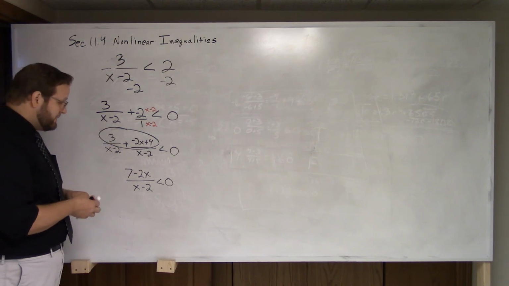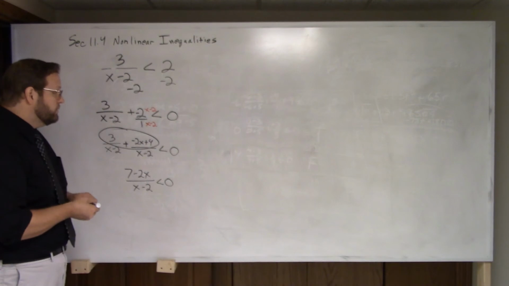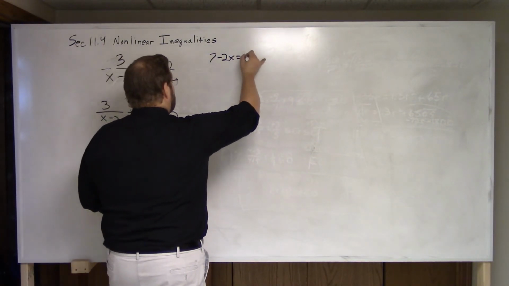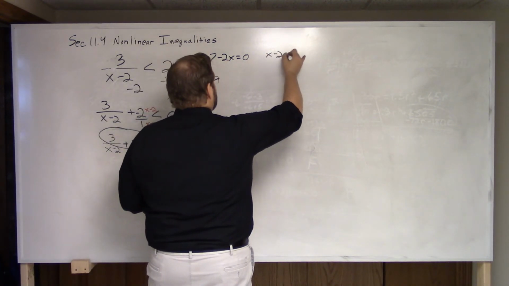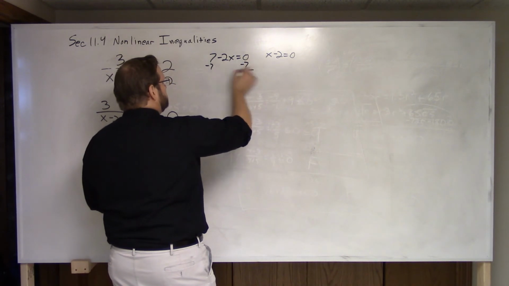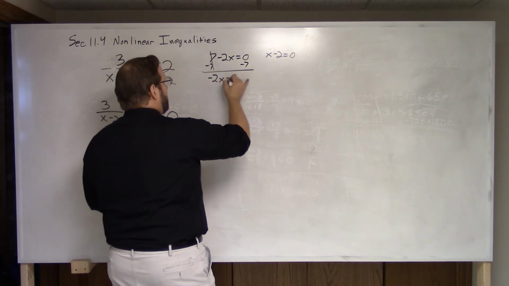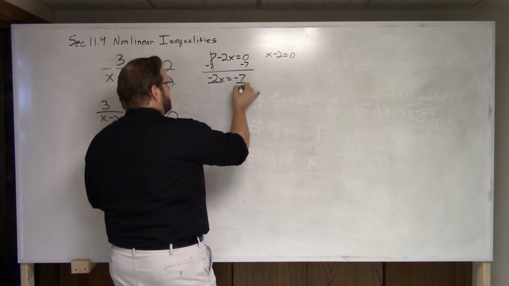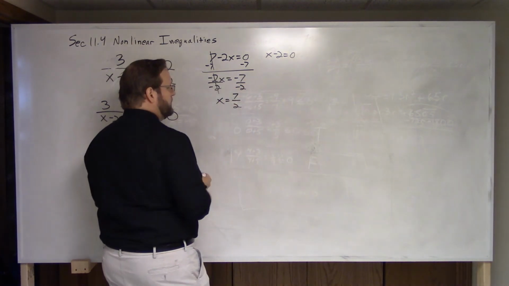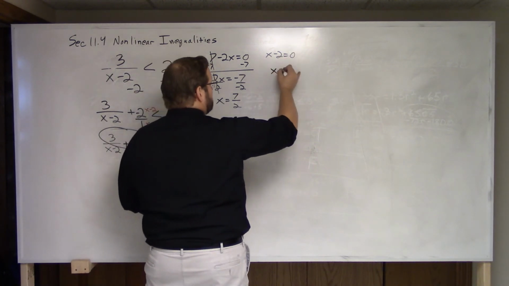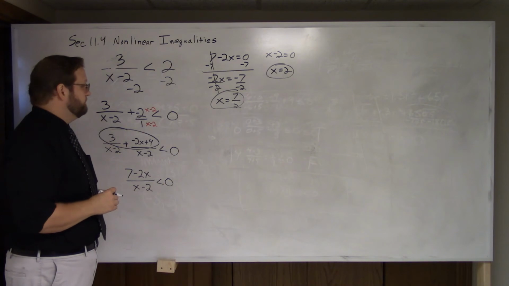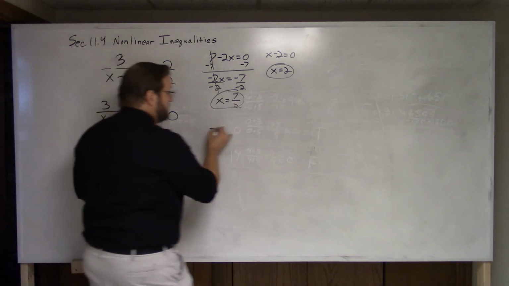So in this case, I'm going to set that numerator and denominator equal to 0. Let me come up here. So 7 minus 2x equals 0, and x minus 2 equals 0. I subtract the 7, and then divide by negative 2. Okay, and then here I simply add the 2, and we got that. Okay, so I create my number line.